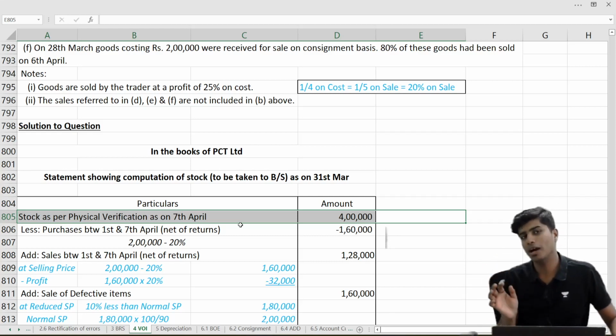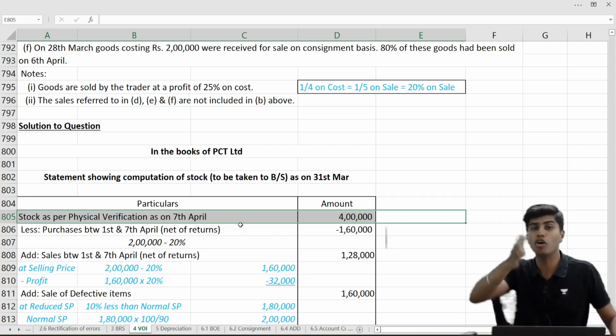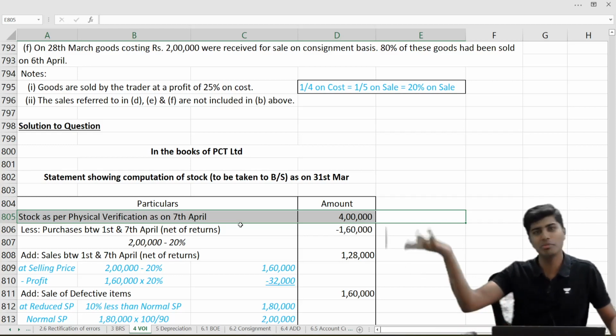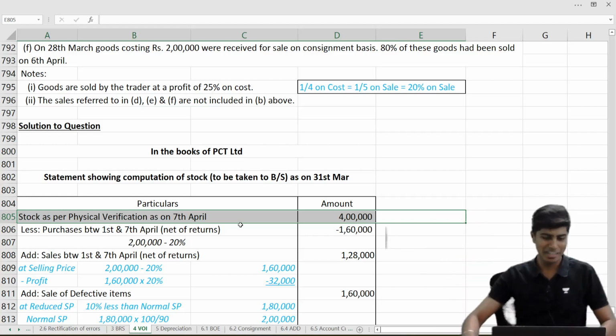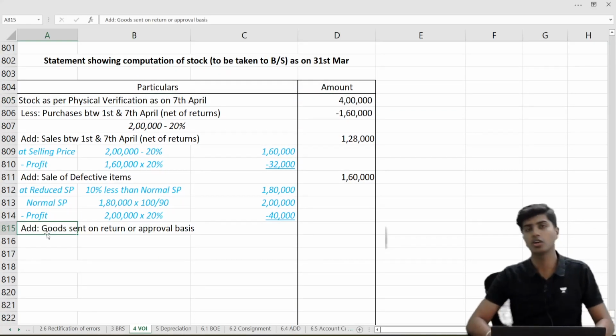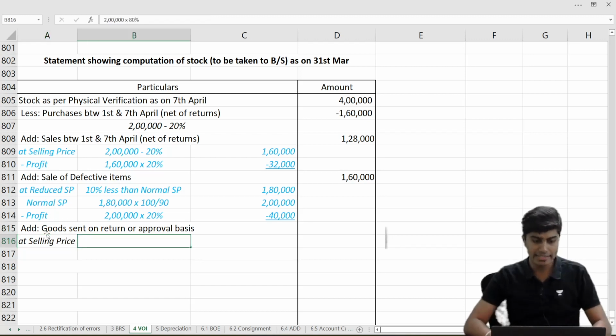Now comes the last part. The 2 lakh is sale value, guys. So when you do 80% of 2 lakh, you would have got the sale value of goods sent on return on approval. Simple: eliminate the profit element and include it in inventory. Let me show it to you as to how it's done. I need to add goods sent on return on approval basis. I'll write at selling price, it is 1,60,000. How, sir? 2 lakh into 80%.